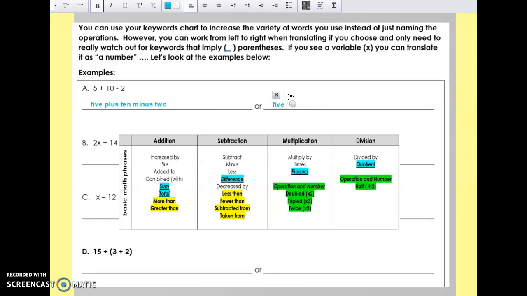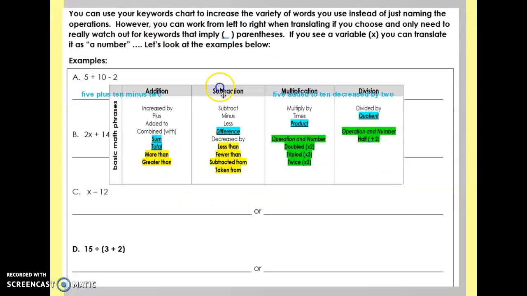Okay, so I'm going to start out with 5 because that is the first number that you see. Instead of using the word plus, I could use any of these words. I'm going to go for added to. 5 added to 10. And again, using a different word than minus, I could use any of these other ones. You could say decreased by 2. So 5 plus 10 minus 2, or 5 added to 10 decreased by 2. Those are some options that you could have. Okay, let's look at the second one.